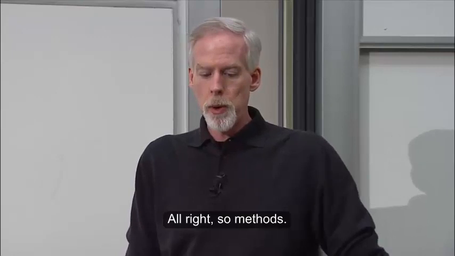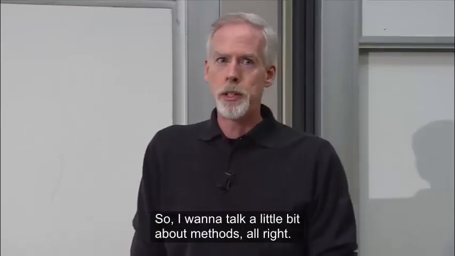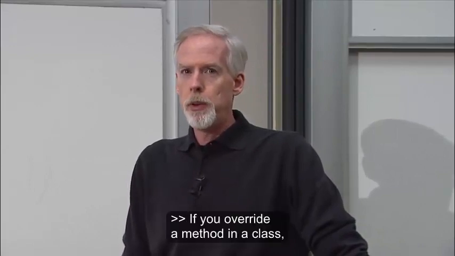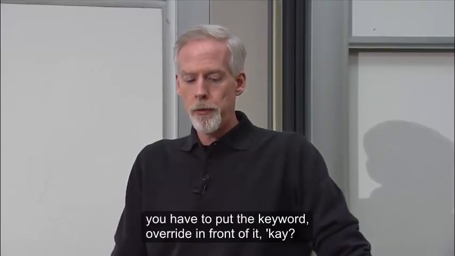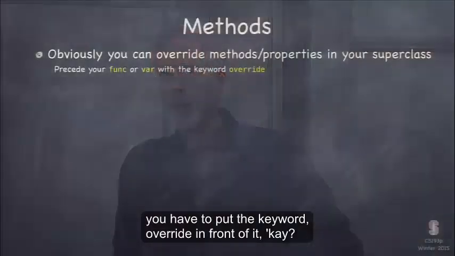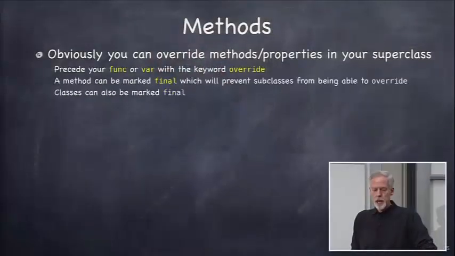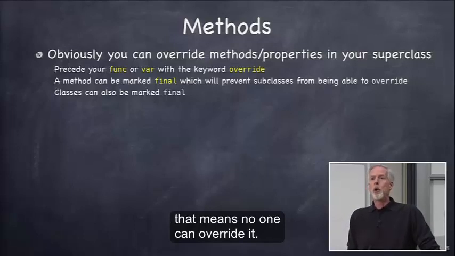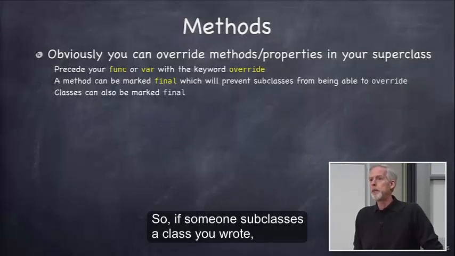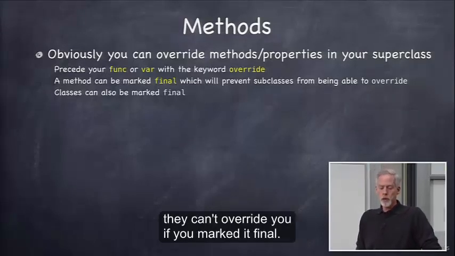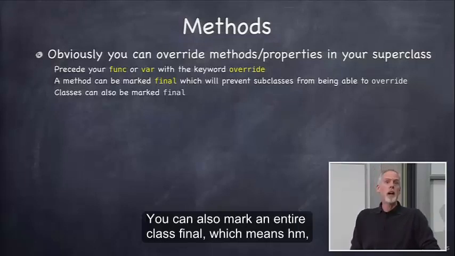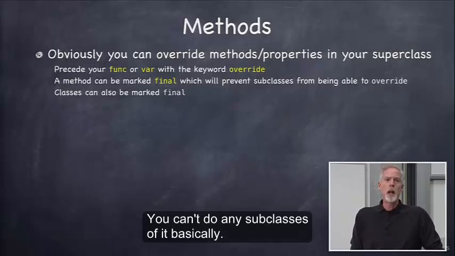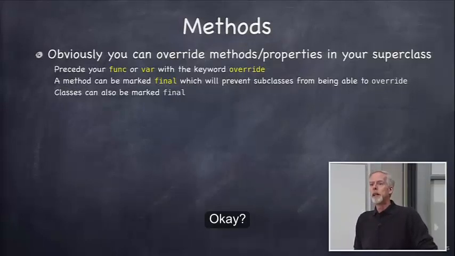All right, so methods. I want to talk a little bit about methods, all right? If you override a method in a class, you have to put the keyword override in front of it, okay? You can also mark a method final. That means no one can override it. So if someone subclasses a class you wrote, they can't override it if you marked it final. You can also mark an entire class final, which means this is the end of the line. You can't do any subclasses of it, basically, okay?